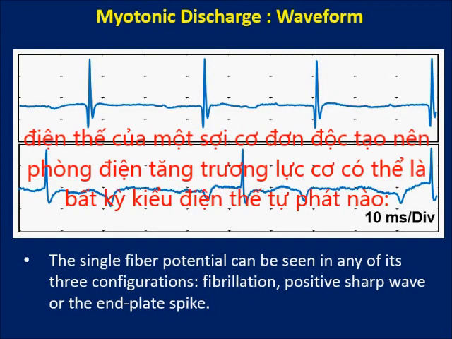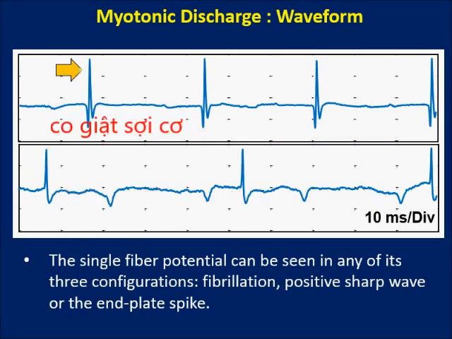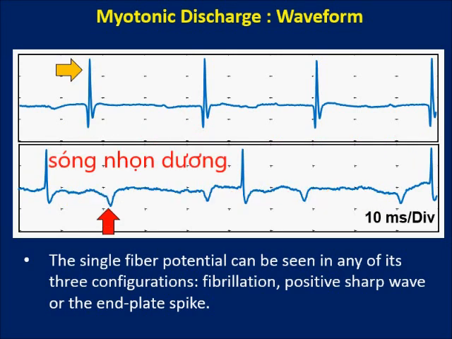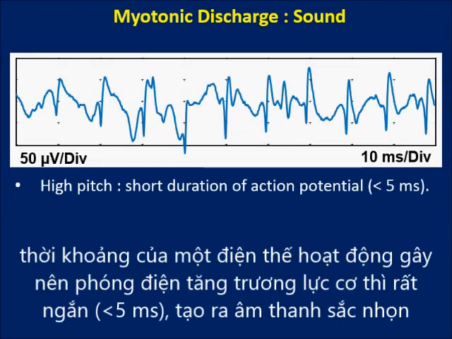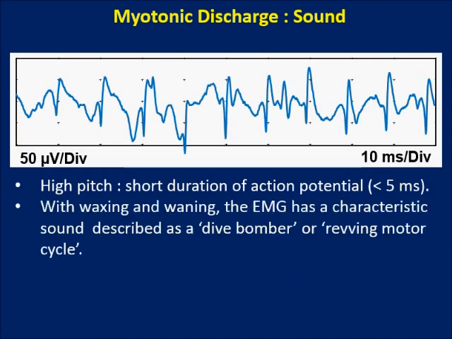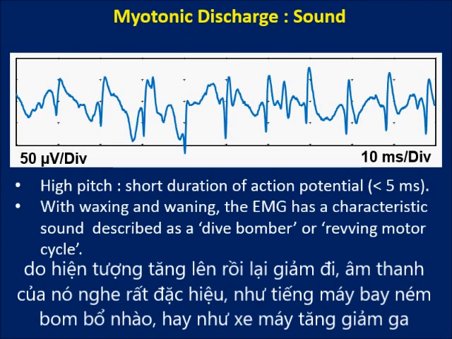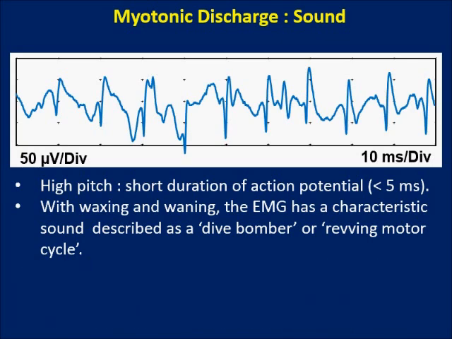The single fiber potential in the myotonic discharge can be seen in any of its three configurations: fibrillation, positive sharp wave, or the end plate spike. Due to the short duration of the single fiber action potential, the EMG has a high-pitch sound. With waxing and waning, the EMG has a characteristic sound described as dive bomber or revving a motorcycle.